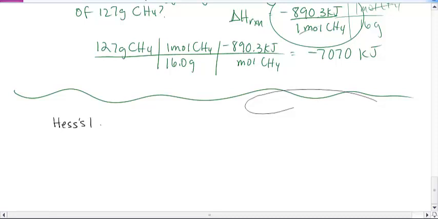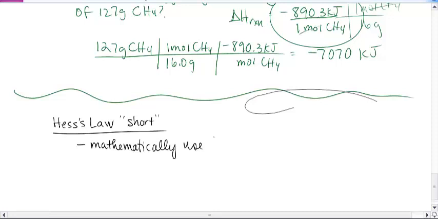That chart I'm going to have you look at in order to consider Hess's Law short. This is the short version. And if you are not given equations that you have to mathematically manipulate, you can do it the short way, which is, as the name suggests, much shorter. All right, here is what Hess's Law short does. It's where you mathematically use heats of formation, or enthalpies of formation, as that chart says, which are called delta H sub F.